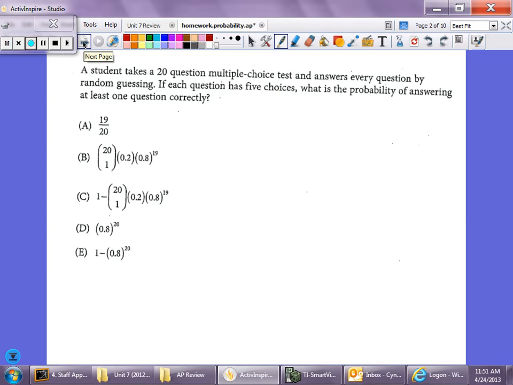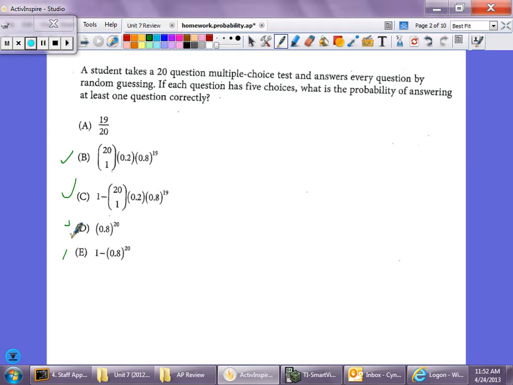Next problem. Without even doing anything, I notice that I see a lot of binomial notation. So right away, these could potentially be binomial, depending on what pieces get eliminated. So now I'm going to go in with the mindset that this may be a binomial problem. A student takes a 20-question multiple choice test. Okay, right away I'm thinking multiple choice, you're either right or you're wrong, and answers every question by random guessing. So there's independence, he doesn't know what he's doing.